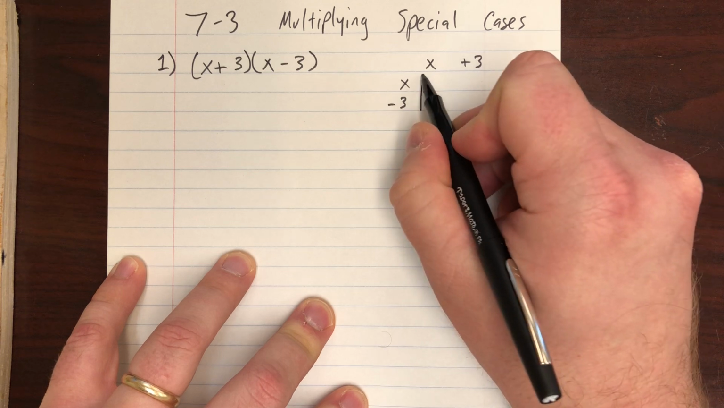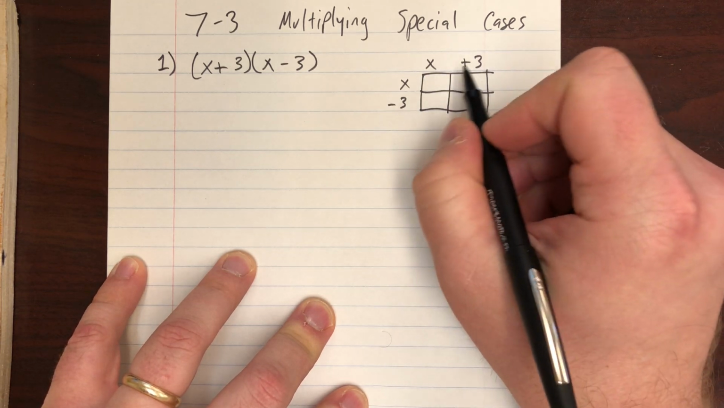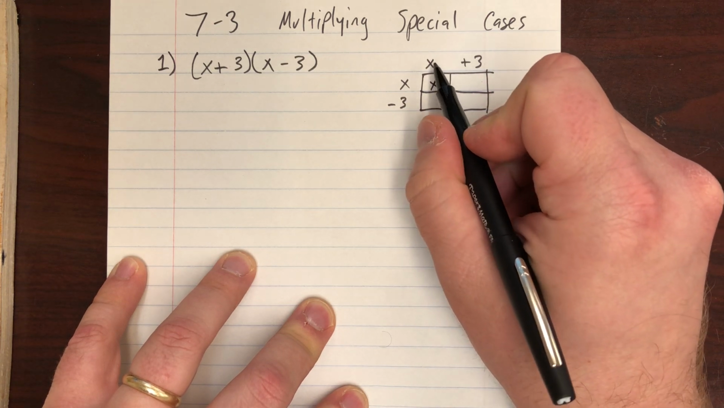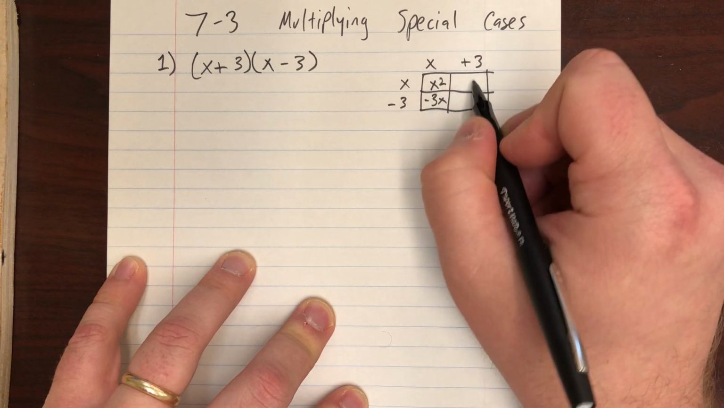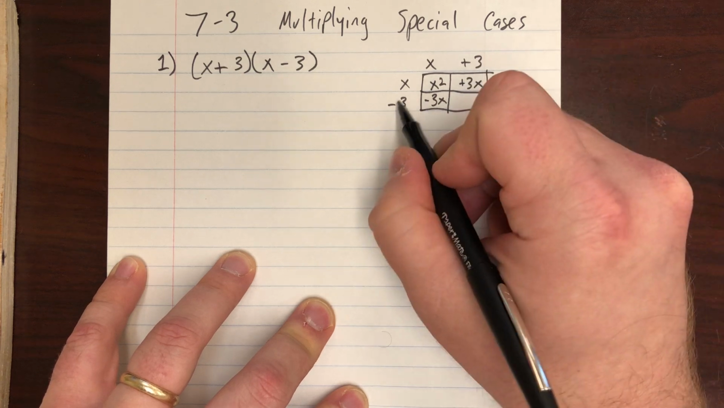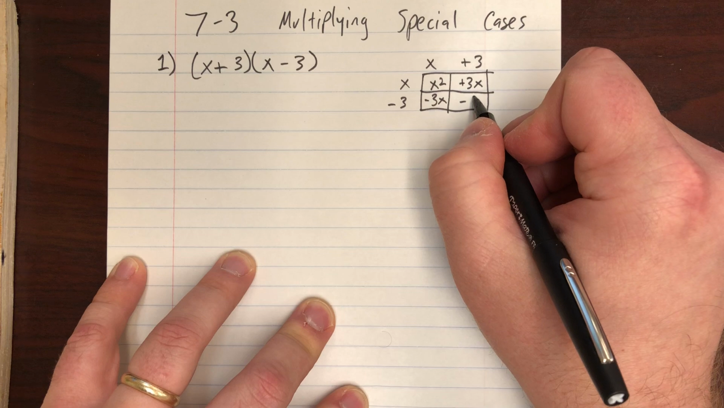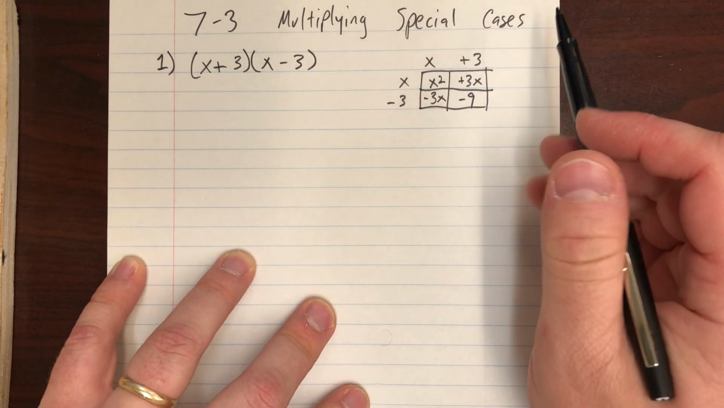So draw my box. Let's see, x times x. That's x squared, and x times minus 3, that's minus 3x, plus 3 times x, that's plus 3x, plus 3 times minus 3, well, positive times a negative is a negative, and 3 times 3 is 9. Okay, so normal. Combine my like terms.